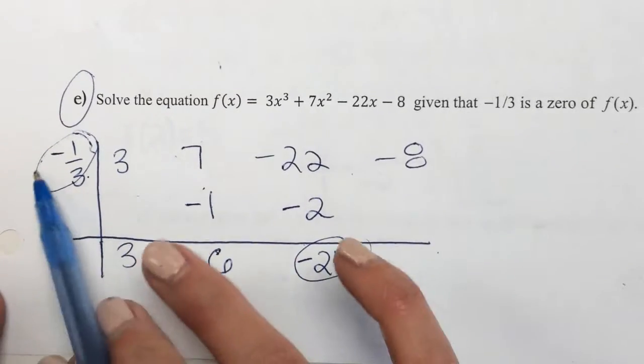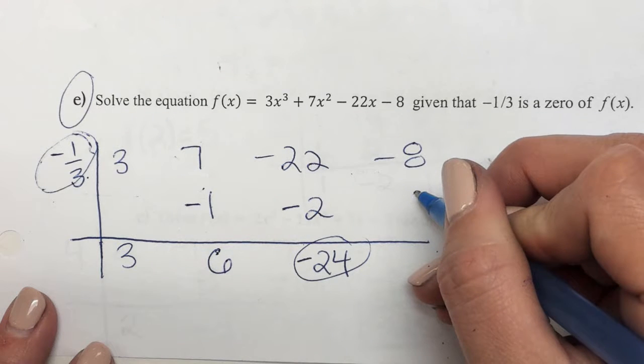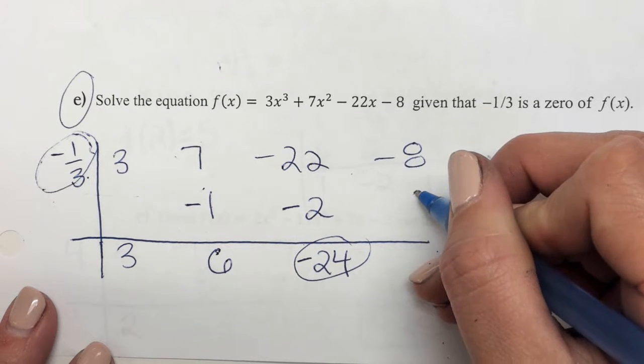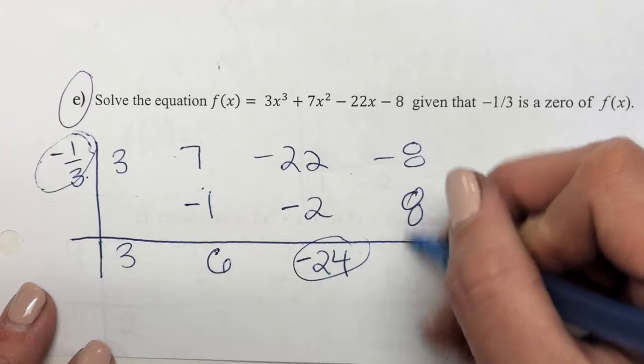Right here. What's -24 divided by -3? Oh. 8.